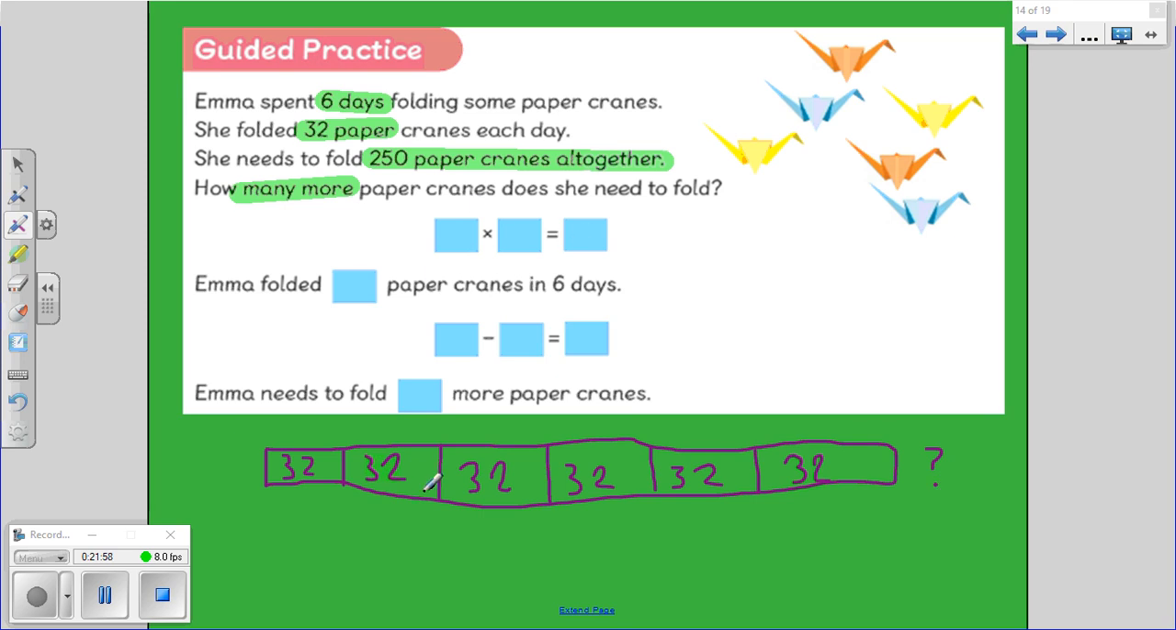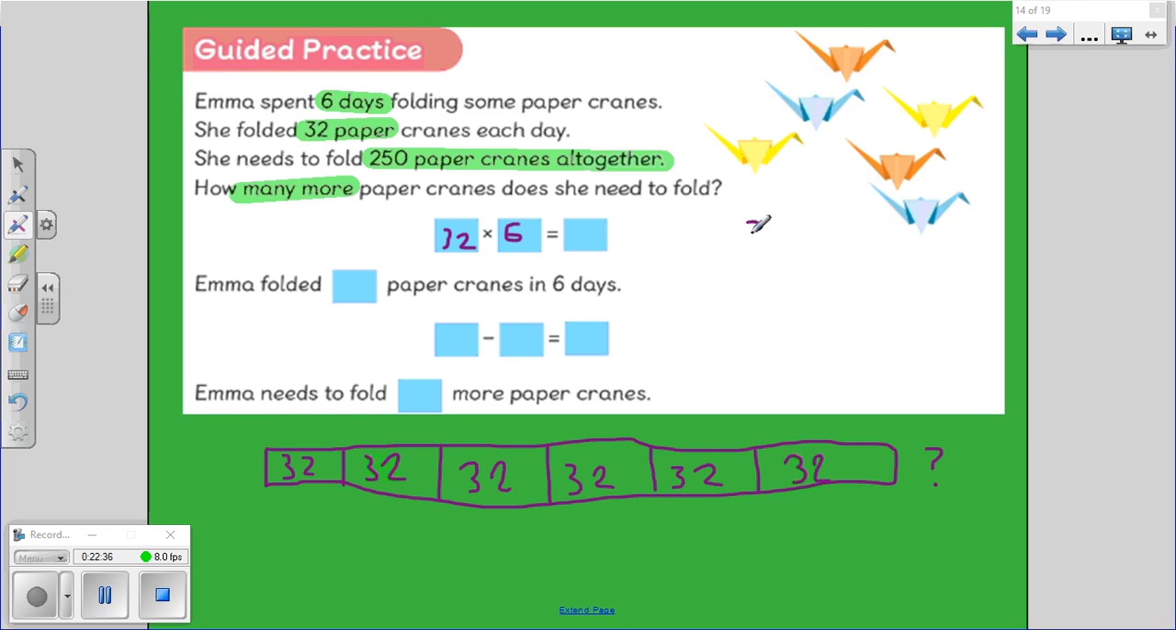So we know we've got to multiply. So we need to do 32 times 6, because that is how many days Emma made those paper cranes. Okay, so if you haven't already, have a go at working out 32 times 6. Okay, let's go through that together.